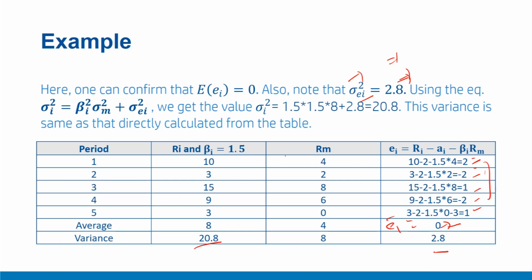Also, you can cross-check it by computing the idiosyncratic part, which is sigma square ei, 2.8, separately, and the market part of risk. Market part of risk is beta i square times sigma m square, which can also be computed. For sigma square m, you can compute the variance of market, which is 8 here, and then multiply it by beta square, which is 1.5 into 1.5 into 8, plus 2.8, which is 20.8. We computed it indirectly and directly, and the numbers are matching.